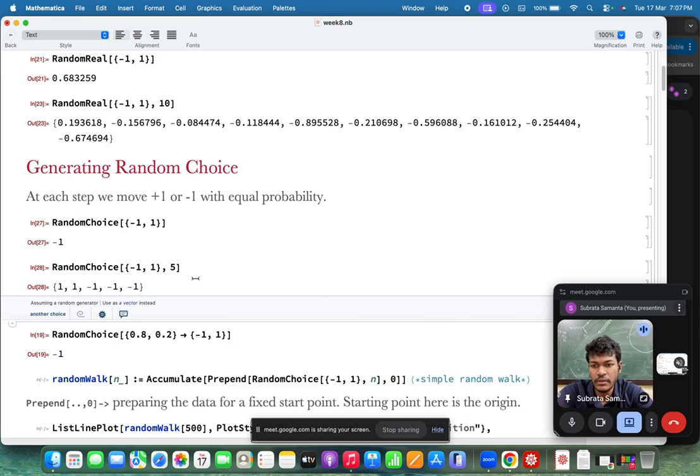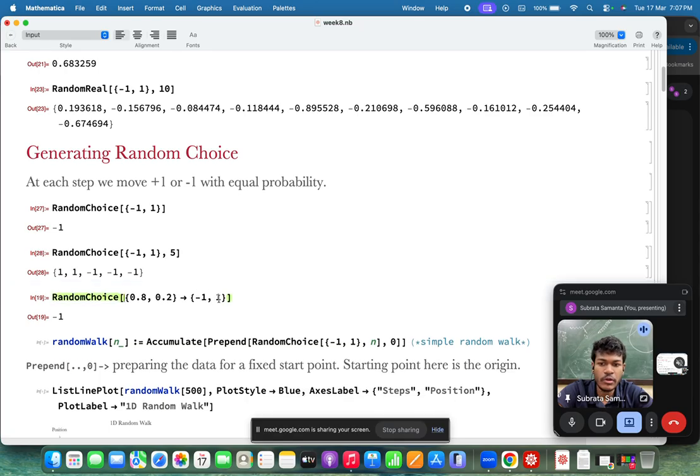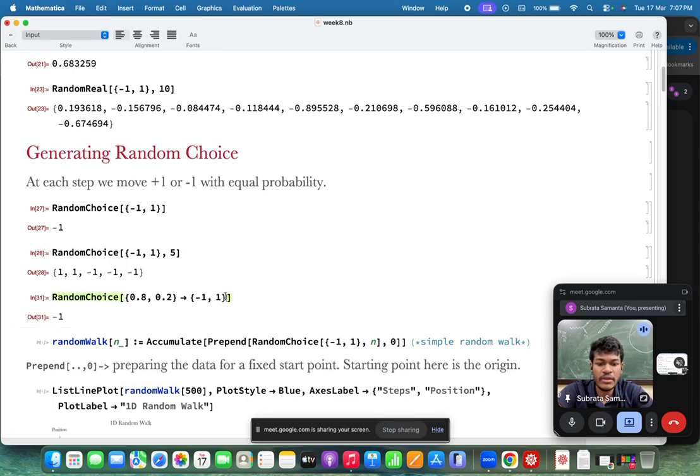We define it, and we can also assign the probability. Here I choose -1 or +1, but with the probability of getting -1 being 0.8 and the probability of getting +1 being 0.2. I assign those probabilities to choose these numbers. You see that the -1 next time is again -1, because -1 has probability 0.8. Most of the time you get -1, and only a few times you get +1, because -1 has a high probability. Let us say I want to generate 5 numbers for these 5 choices.